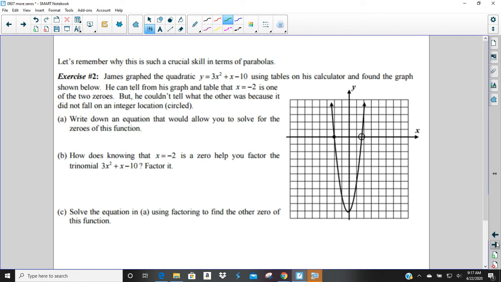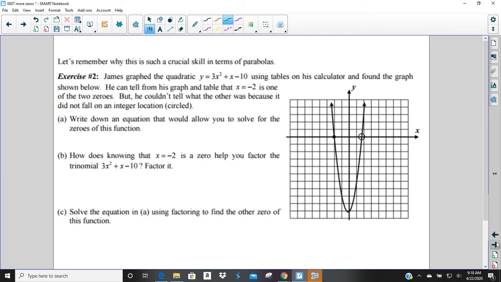He can tell from the graph and the tables that x equals negative 2 is one of the two zeros, but he couldn't tell what the other one was because it did not fall in an integer location. If you notice, it's in between the number 1 and the number 2. Write down an equation that would allow you to solve for the zeros of this function.